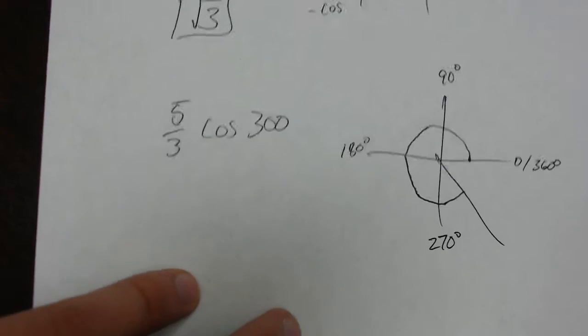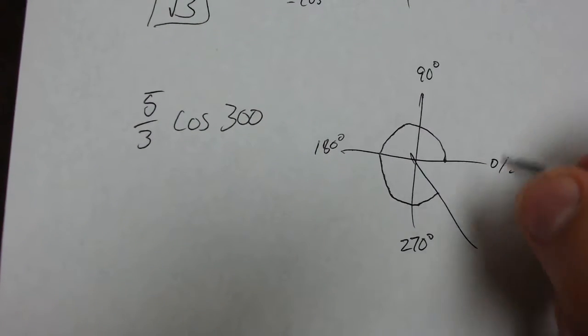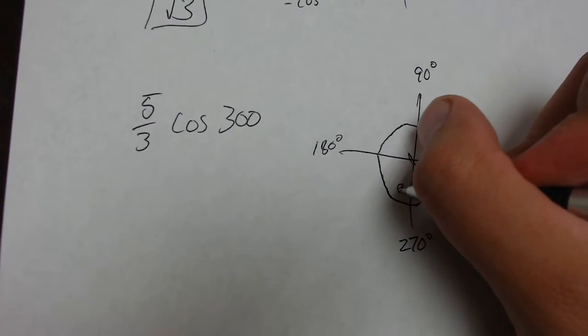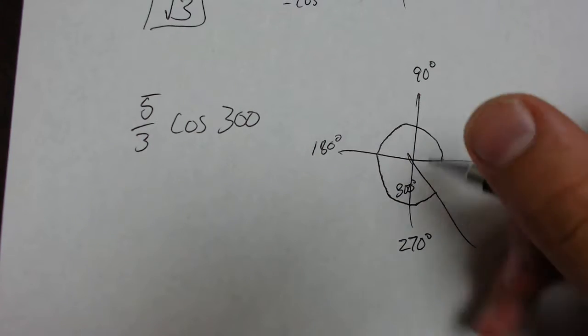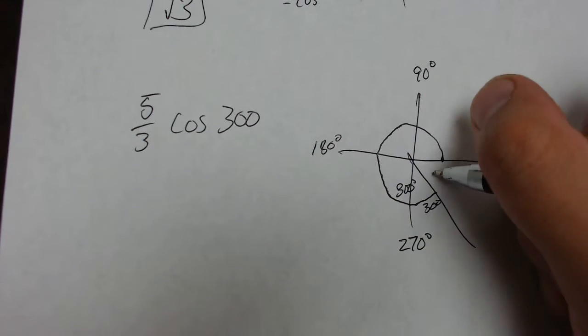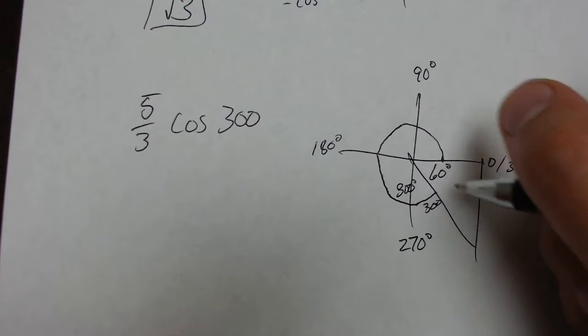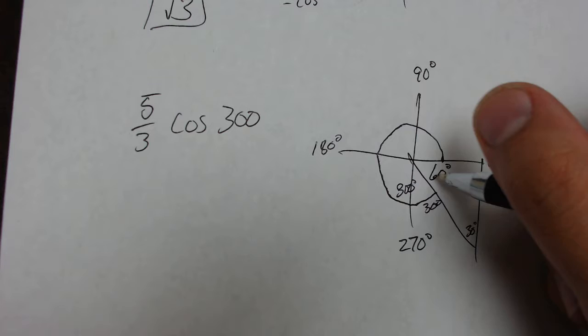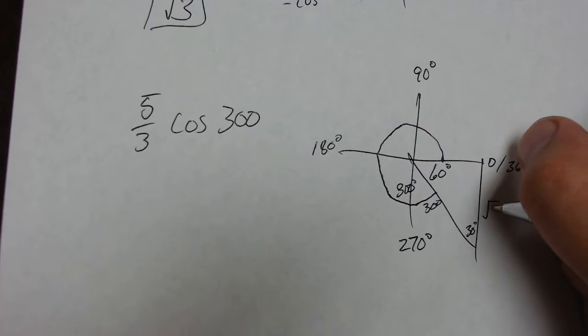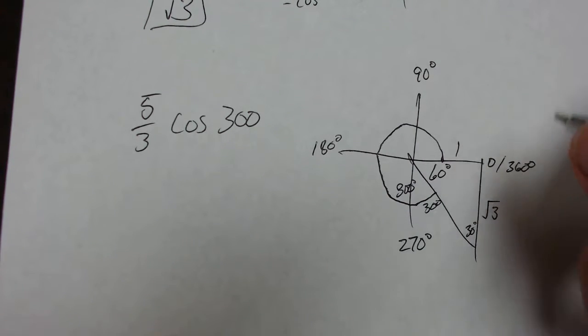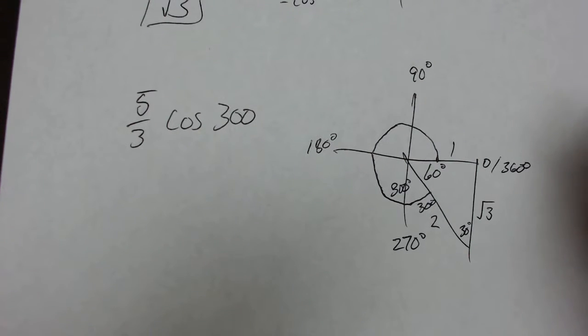0/360. Now if this is 270 and our degree is at 300, we know that this angle is 30 degrees and this angle is 60 degrees. So I'll go ahead and draw a reference triangle. If this is 60, this is 30. Opposite of 60 is the long side of square root 3. Opposite of 30 is the short side of 1, and the hypotenuse is 2.